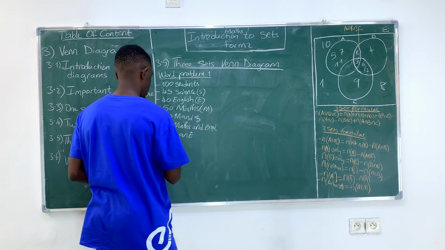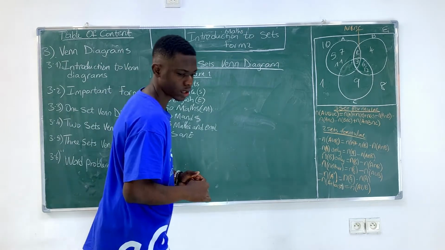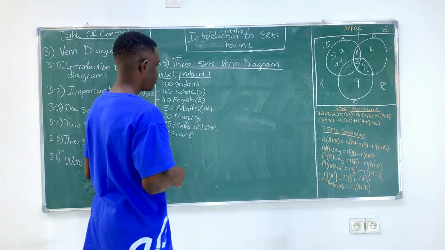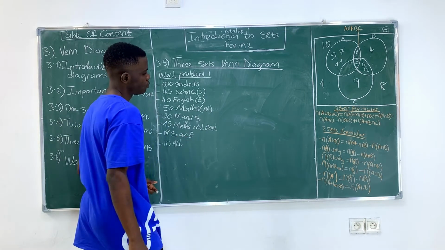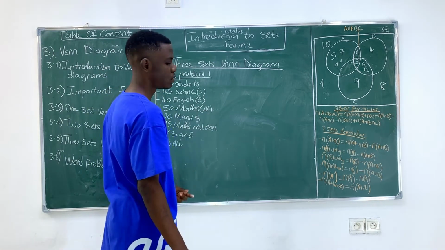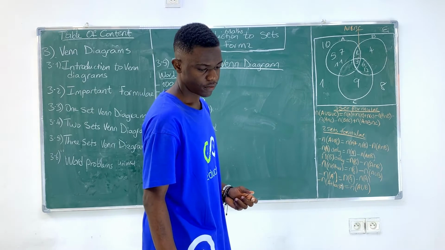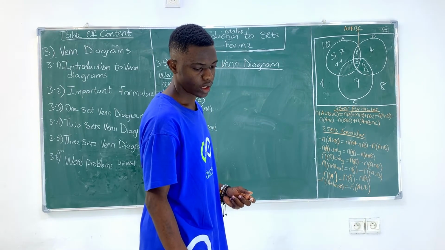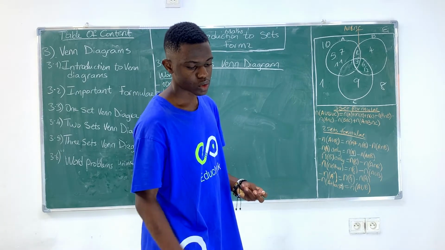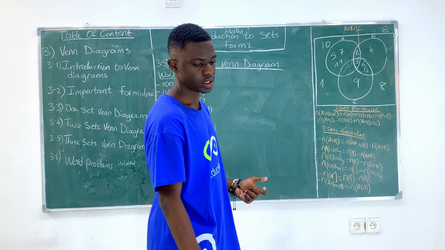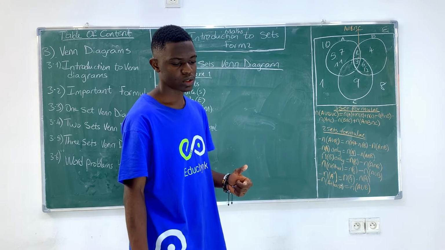80 study science and English. 8 study all 3 subjects. So this is the data. Find A, how many study only math? B, how many study exactly 2 subjects? C, how many study at least 1 subject?